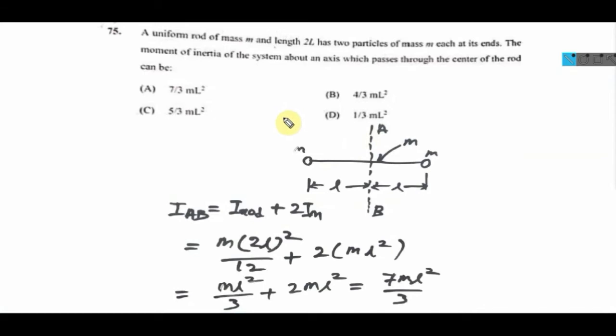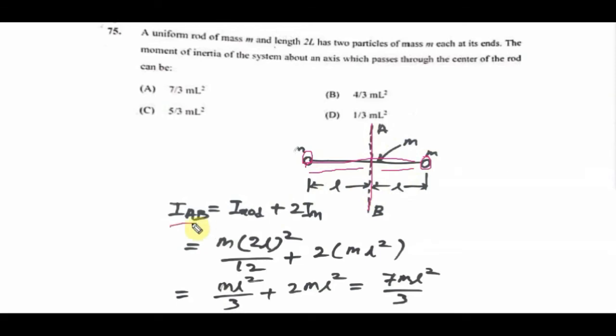So here in this question we have a rod of mass m having a length of 2L, and we have to find the moment of inertia about an axis which passes through the center of this rod. So the axis will be this AB, which is passing through the center of this rod and having two equal masses at both ends. So the length will be of two parts. This is L length and this is also L length. So we have to find the moment of inertia about AB.